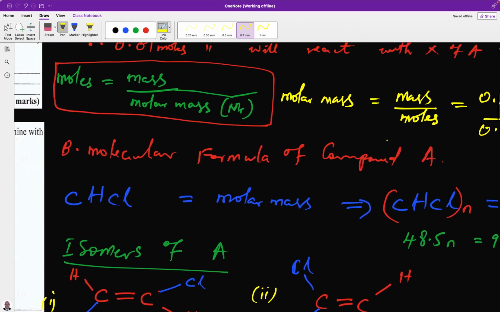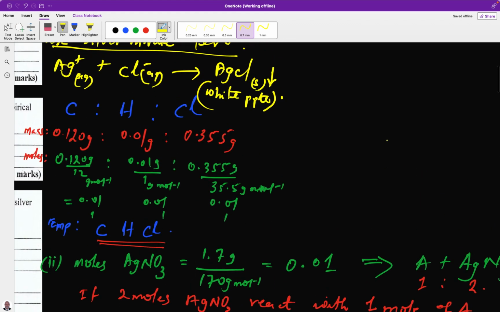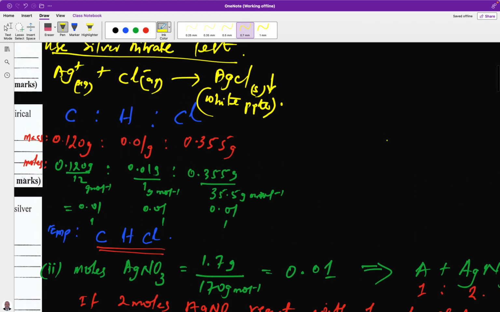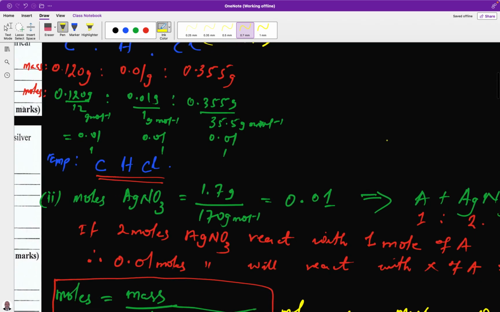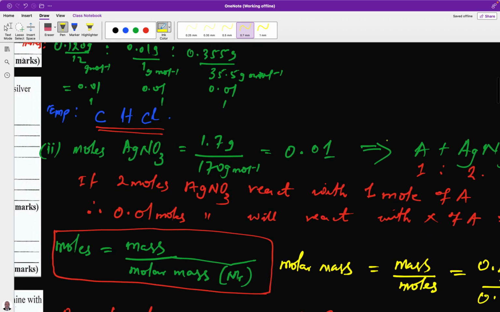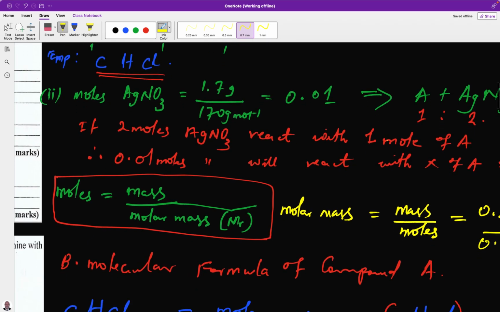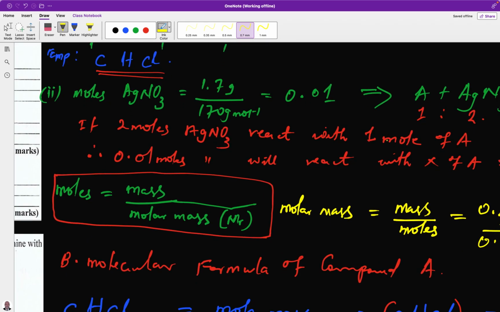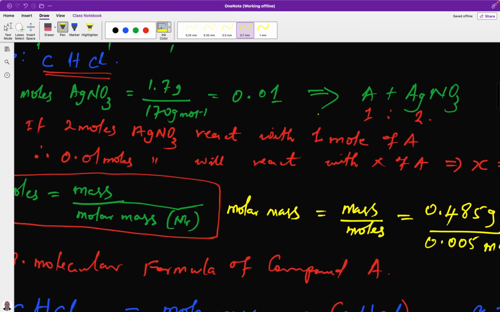Once more, as I said, you need to make use of your information. You calculate the empirical formula using the mass divided by the relative atomic masses, and then you divide by the smallest, and you have your empirical formula. You are given the mass and the molar mass of silver nitrate. You divide the mass by the molar mass of silver nitrate to get the number of moles, and they say it reacted in the ratio 1:2. The mole ratio is one mole of the organic compound reacting with 2 moles of silver nitrate.